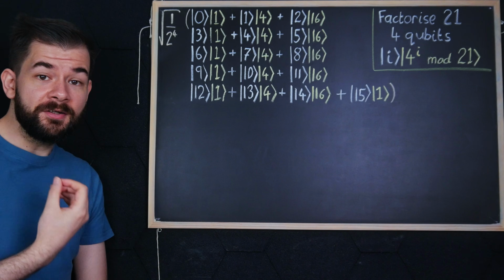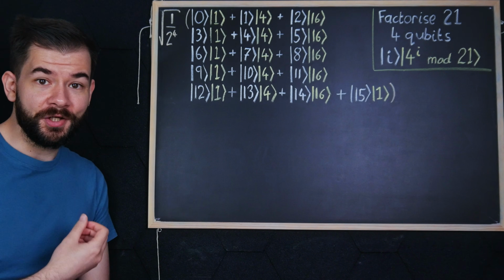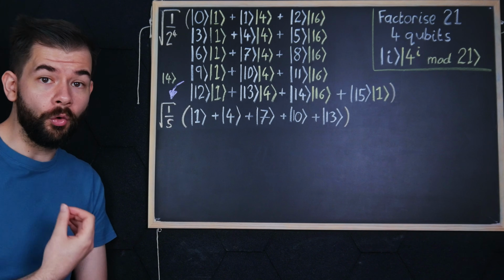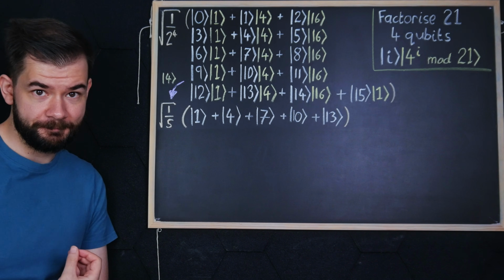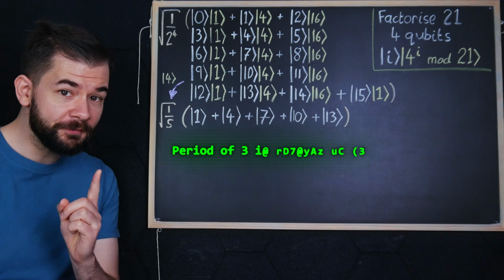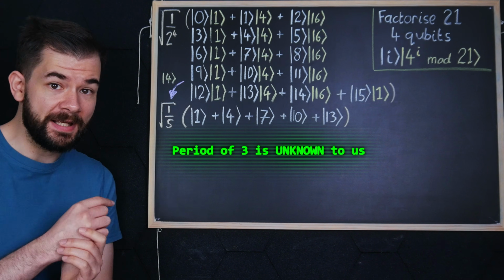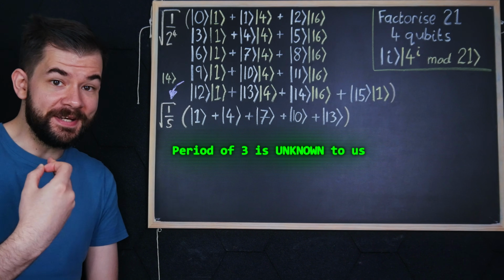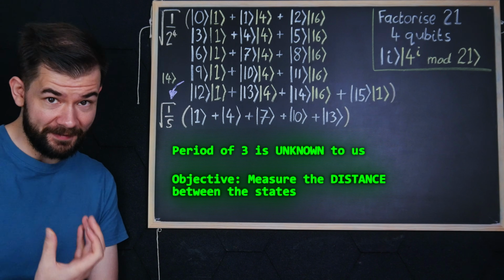Now we measure the second register, and say we measure 4. Now we are left with this superposition, all spaced 3 apart. And I must stress, because this is such a simple example, we have to imagine that this period of 3 is totally unknown to us. And remember, the idea is to measure the distance between these values, that's the period.